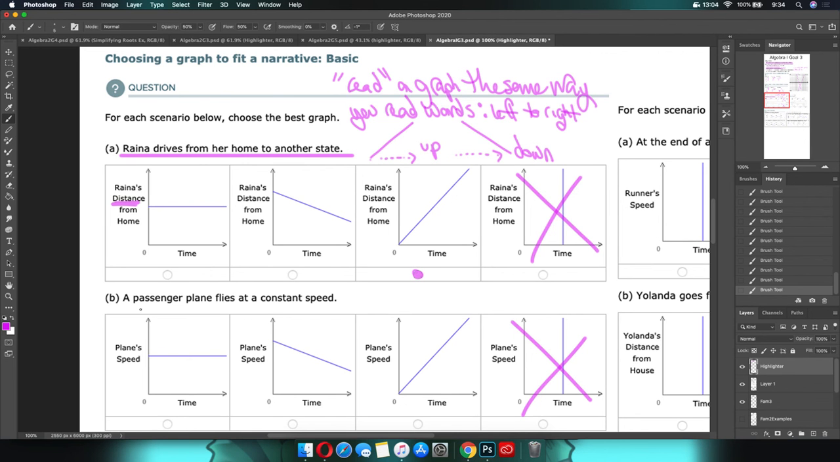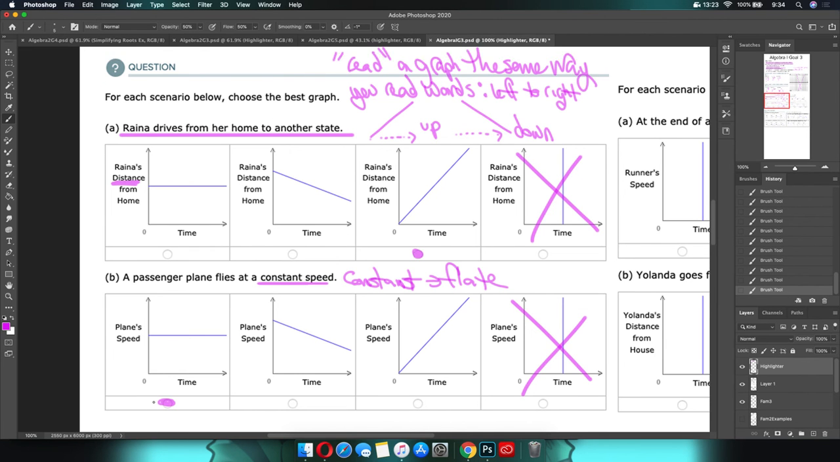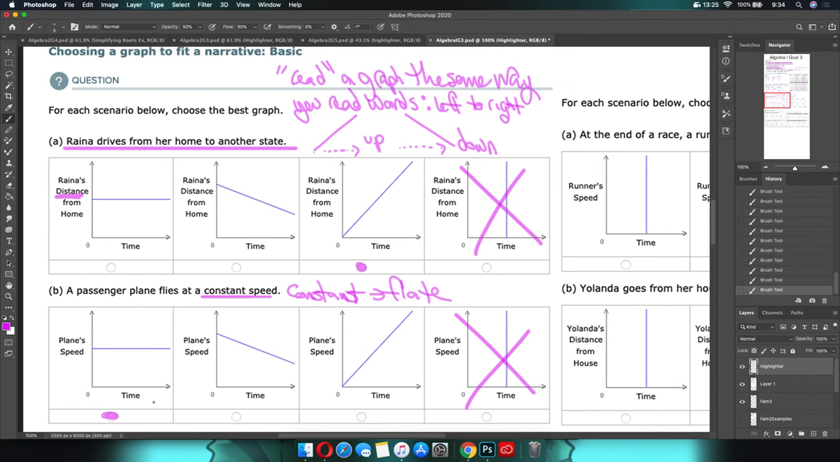Oh, okay. Here's another thing. Flies at a constant speed. Constant is another key word that you want to keep in mind. Constant, for the purposes of this goal, tends to mean flat. And this is the only flat line that we have. That's how we're going through this. Isn't another one? Nope. So off to the next one.